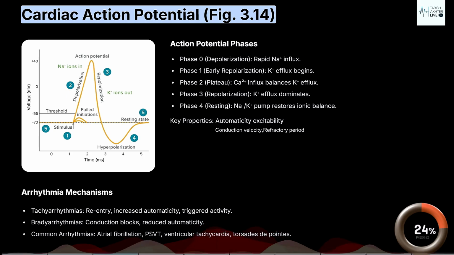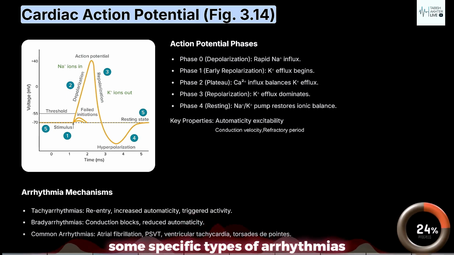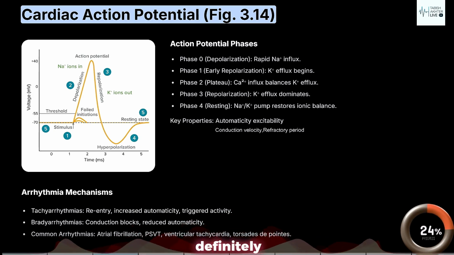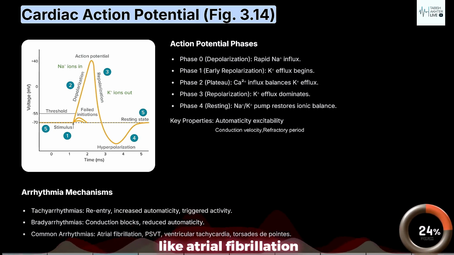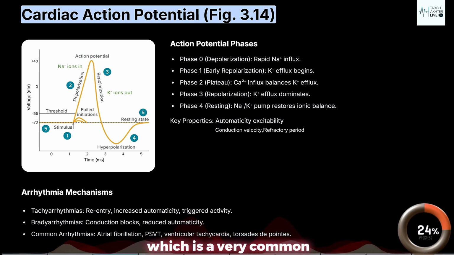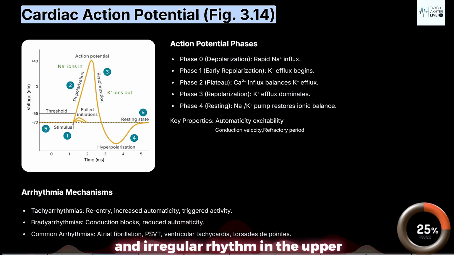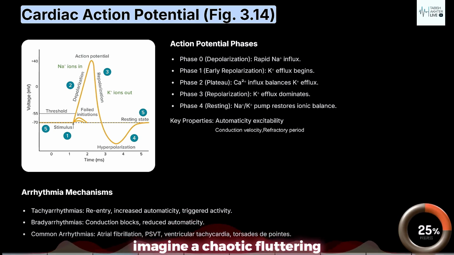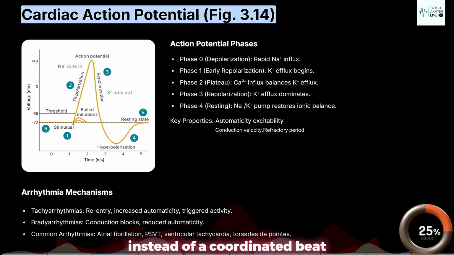They just slow down. And our sources also touch on some specific types of arrhythmias that we often hear about, the names that come up. Definitely. We're talking about conditions like atrial fibrillation, AFib, which is a very common, fast, and irregular rhythm in the upper chambers of the heart. Right, the chaotic one. Imagine a chaotic fluttering instead of a coordinated beat.